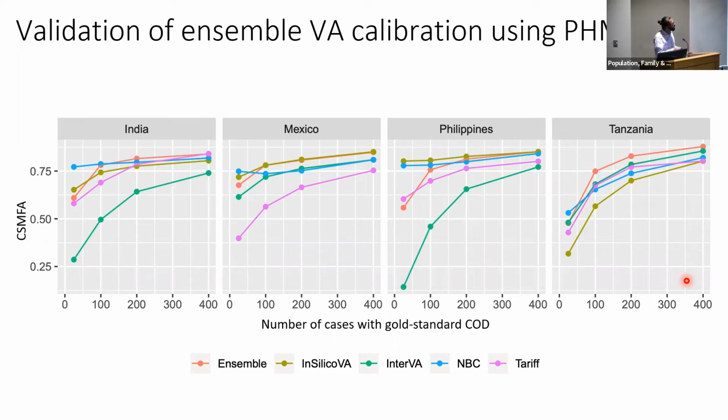So here, since we know what the true CSMF was, we can see what the best performing method is. But in general, it will vary from country to country. As you can see here, naive-based classifier is the best. Here in Mexico, in silico VA is the best. And so you can see that the ensemble generally aligns itself with the better performing method. So you don't have to choose a priori which algorithm to use. As long as there are reasonable algorithms, you can use all of them and put them in the ensemble calibration.